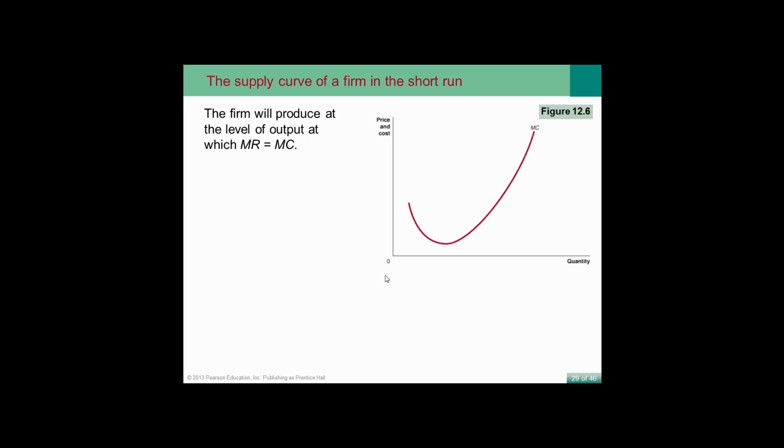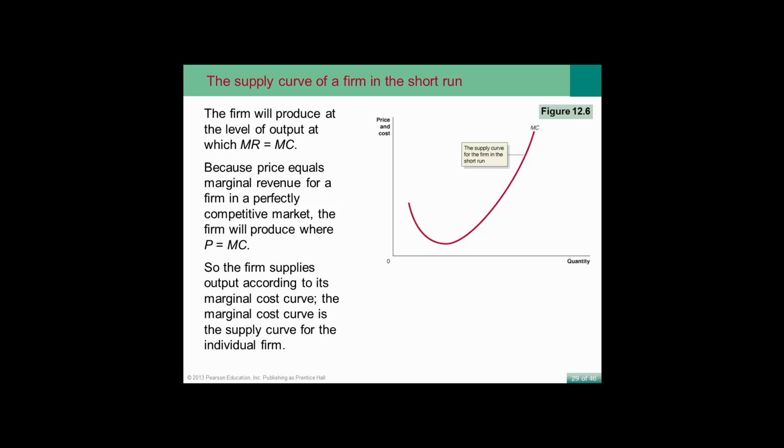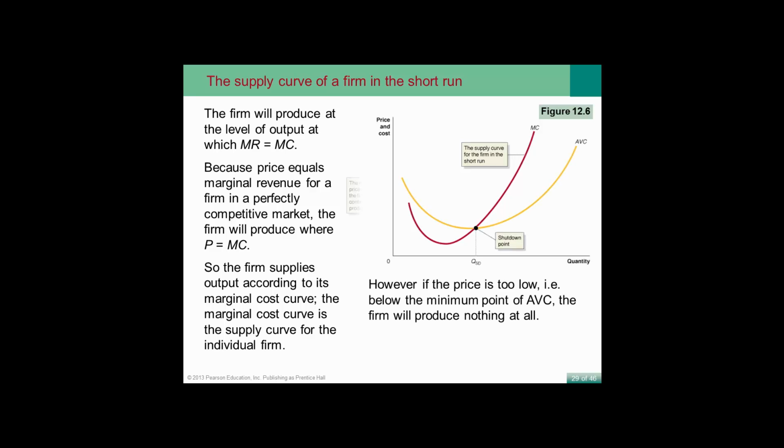The supply curve in the short run. Because price equals marginal revenue in a perfectly competitive firm, the firm will produce where price equals marginal cost. So the firm supplies output according to its marginal cost curve. The marginal cost curve is the supply curve for this individual firm. However, if the price is too low, i.e. below average variable cost, the firm will produce nothing.